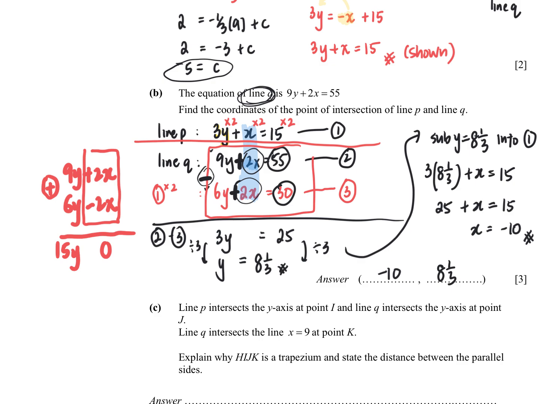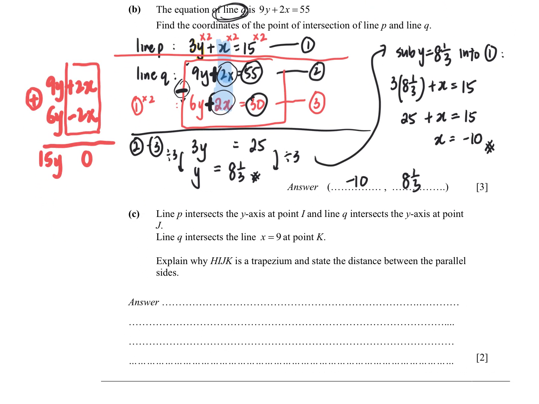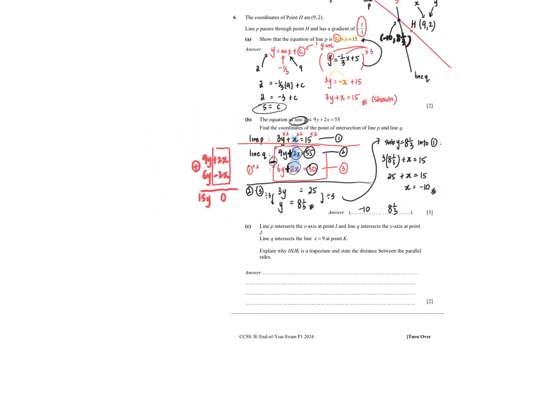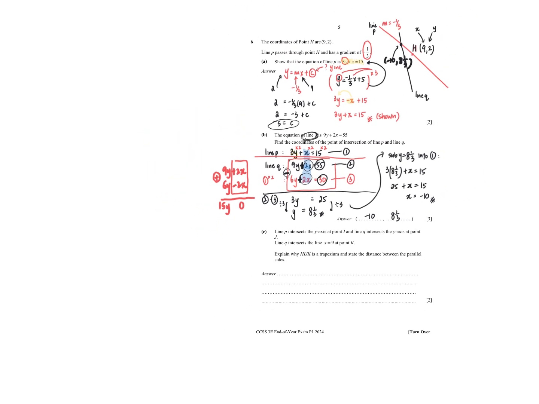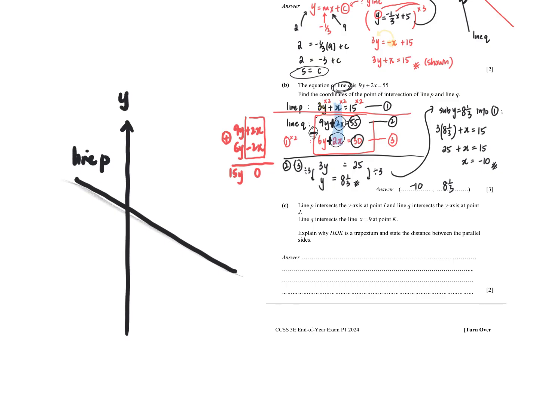Okay, last one. Last one says line P intersects the y-axis at point I and line Q intersects the y-axis at point J. So let us try to see what they are saying. Okay, just now this is our line P. Let me draw this out so you know what we are talking about. Line P intersects the y-axis. So this is your y-axis at point I. That's what it's saying.